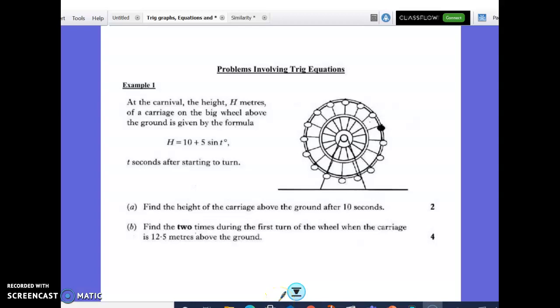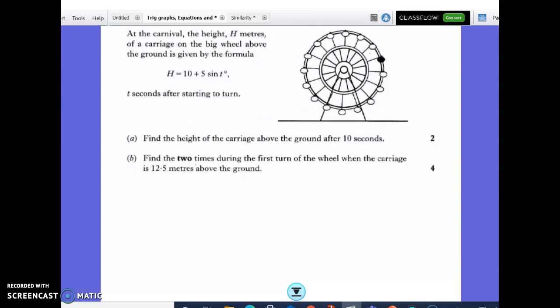Last wee bit on trig equations then. That's using trig equations to solve problems. Okay, I've got a couple of examples here for you. First one, carnival. The height in metres of a carriage on the big wheel above the ground is given by the formula h equals 10 plus 5 sine t, t seconds after starting to turn. Part A, find the height of the carriage above the ground after 10 seconds.